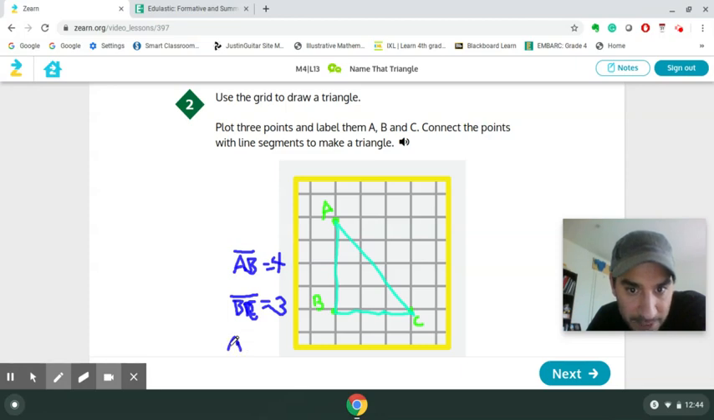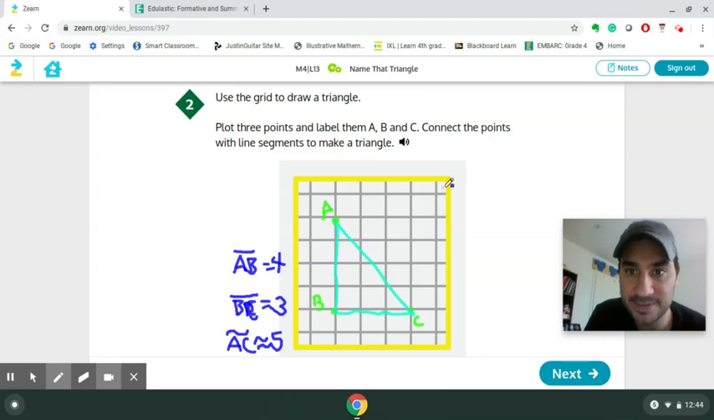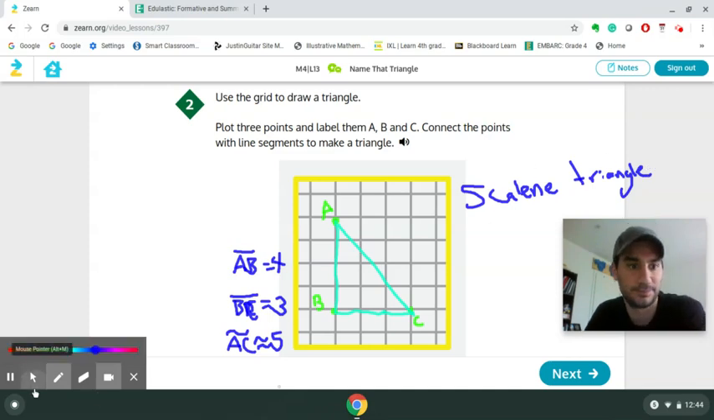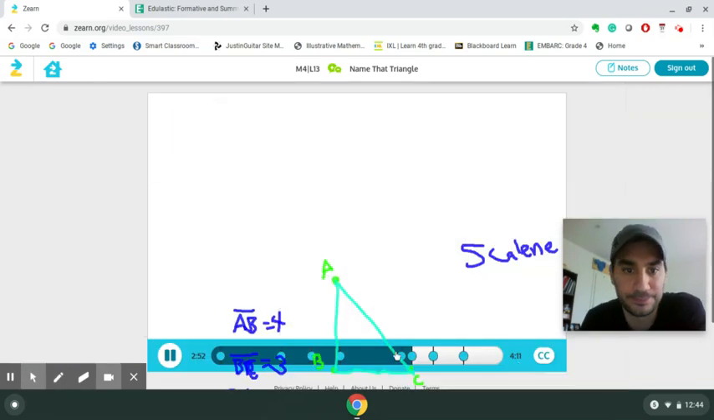I'm going to write AC and use the approximation symbol here because it's not for sure 5 units that I can tell anyway. Maybe it is, but I haven't measured it. So I'm going to say it's approximately 5 units. So 3 different side lengths. That means it is a scalene triangle. Scalene triangle. All right, let's see what they come up with.